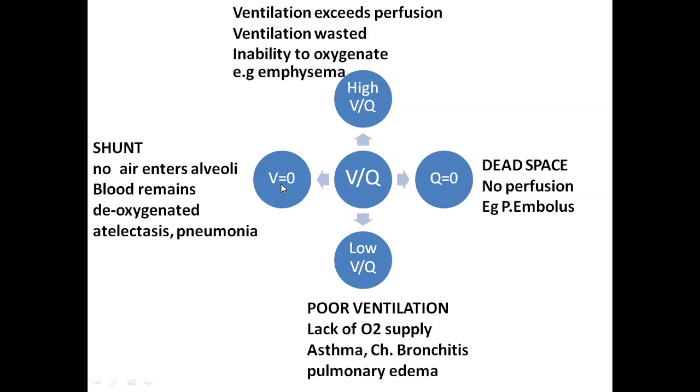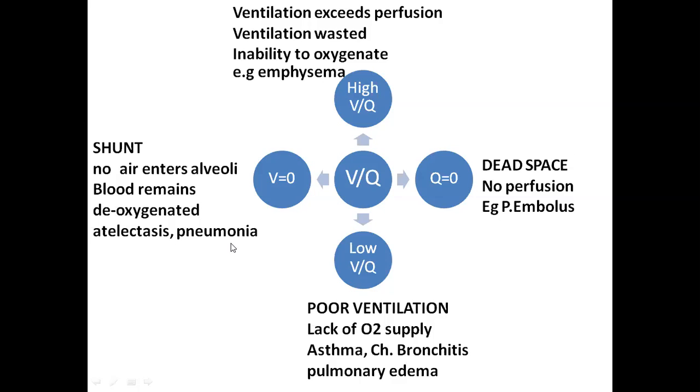So blood circulation is good, blood perfusion is good, Q value is normal, but V is equal to 0. That means the air is not entering into the lungs at all. So this condition arises during obstructive atelectasis and pneumonia conditions. During these conditions, air cannot enter into the alveoli.